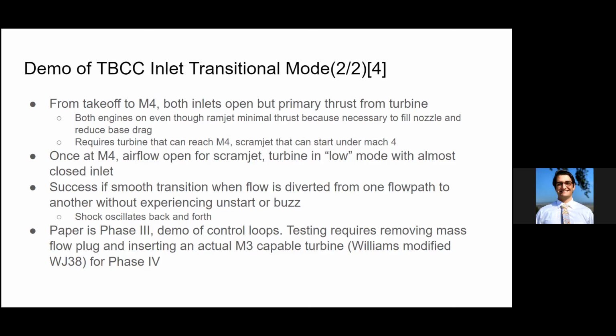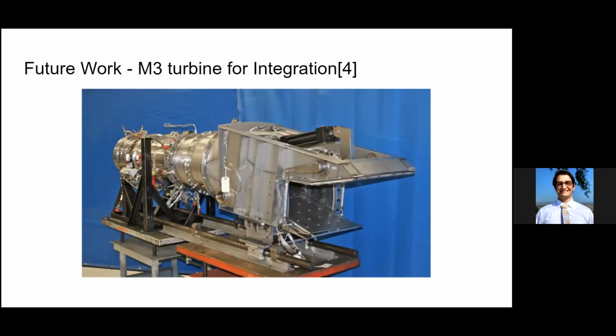And this paper was in phase 3, which was a demonstration of the control loops and how they would actually actuate it. Testing is going to be required, where they move the mass flow plug and insert an actual Mach 3 capable turbine. And for that, they're using a Williams modified WJ38 for phase 4 of this research, which is shown on the next slide. So on this slide, you can see the turbine, and then this is the nozzle facing towards us.